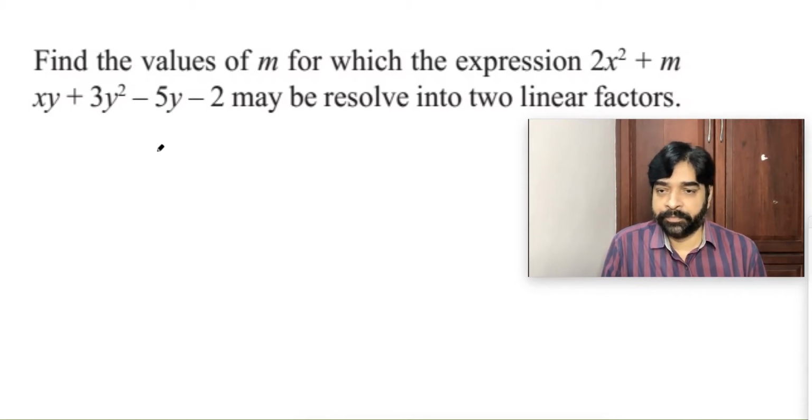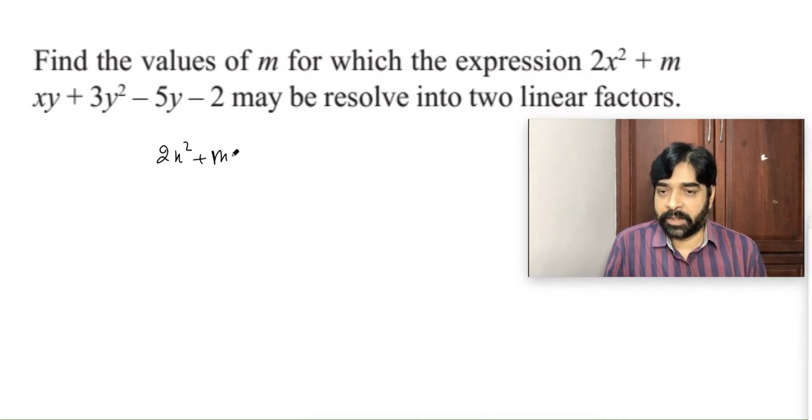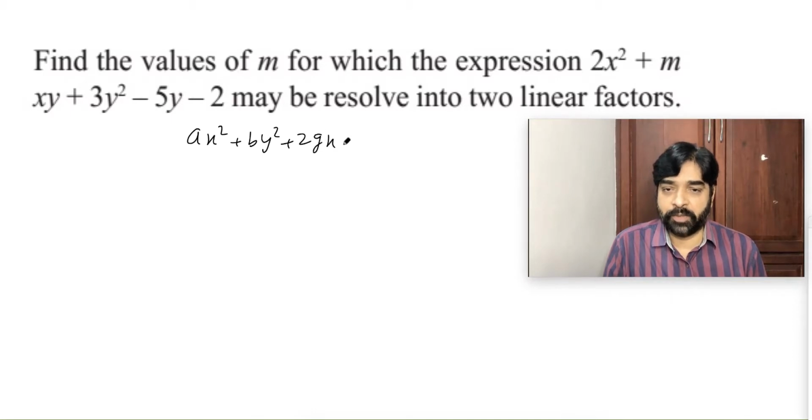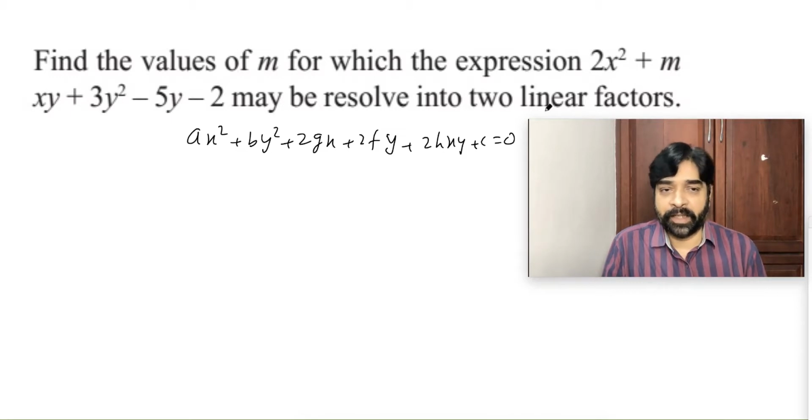Chaliye, I will solve. One quadratic second-degree equation is there. I have to convert it into linear factors. The equation is given: 2x square plus mxy. I will write it in the proper way. The equation must be in the general equation form. We write it this way: ax square plus by square plus 2gx plus 2fy plus 2hxy plus c equal to 0. I think I told you. Now we should write in this style only.